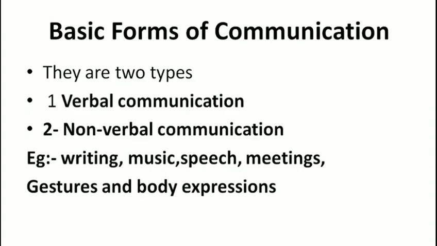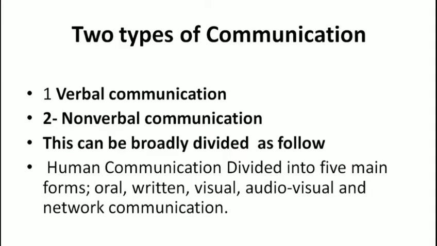Basic forms of communication. What are the basic forms of communication? One is verbal communication, the other is non-verbal communication. Writing, music, speech, meetings, etc. are connected with verbal communication. Gestures and body expressions, or body language, are known as non-verbal communication. Human communication can be divided into five main forms: oral, written, visual, audiovisual, and network communication. We are going to discuss what these are.